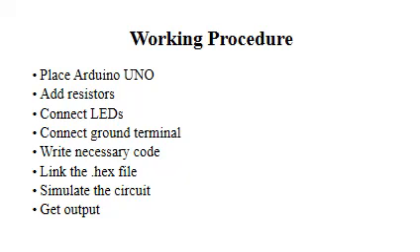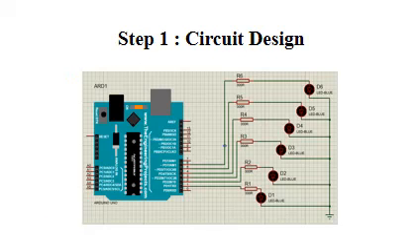Then we will write code for turning on the odd LEDs and then turning on and off the odd and even LEDs sequentially, and turning off them alternatively. And then we will link the code with the circuit. After that, simulating the output will appear.